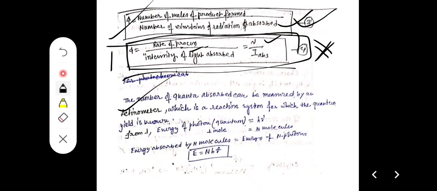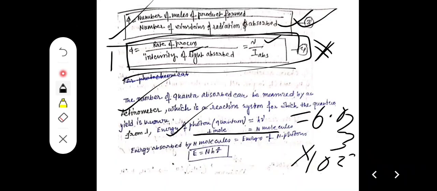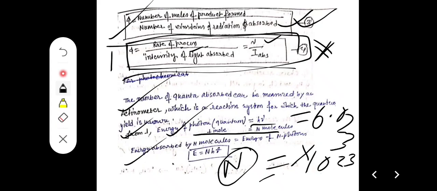From the energy of a photon quantum, for one particular photon the energy is h nu. For 1 mole, equal to N molecules, N is 6.023 into 10 to the power 23, designated as the Avogadro number N. So for one particular photon we get h nu, and for N number of particles we get ultimately energy equal to N h nu. For one quantum we get energy h nu.